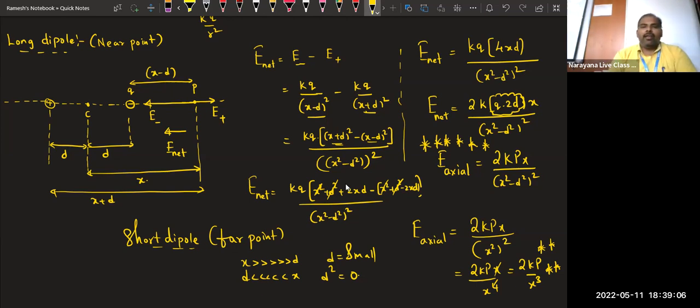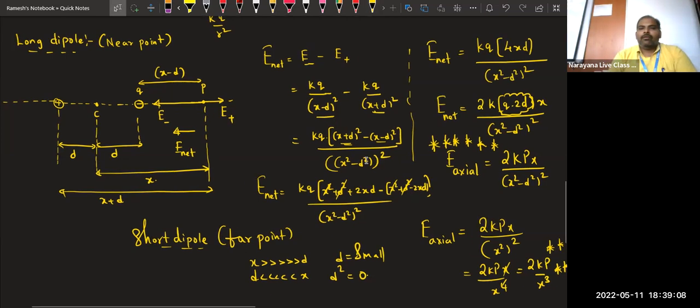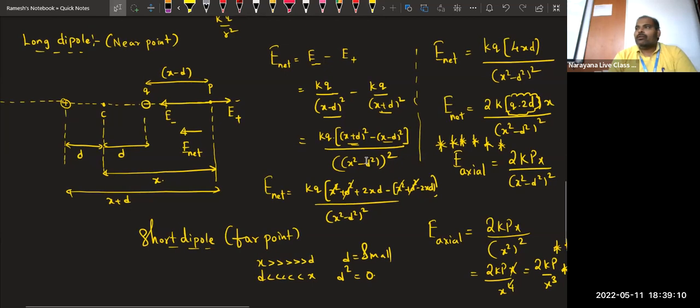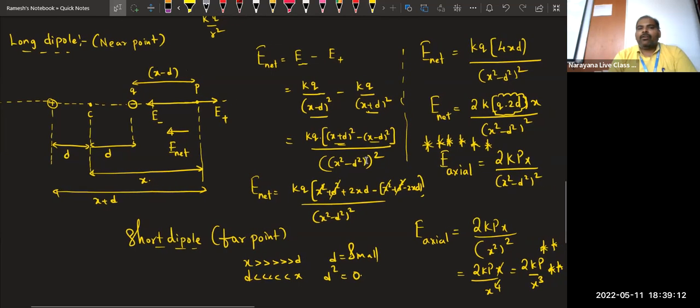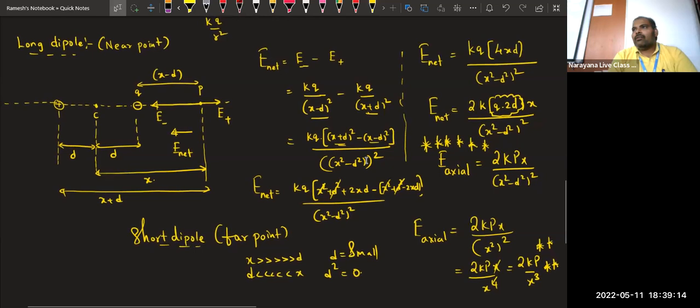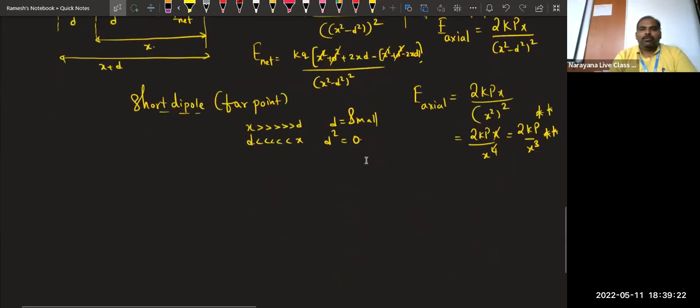Now axial line is over. What is the perpendicular line drawn to the axial line called? Equatorial line or perpendicular bisector. Understood? Let us check it out.